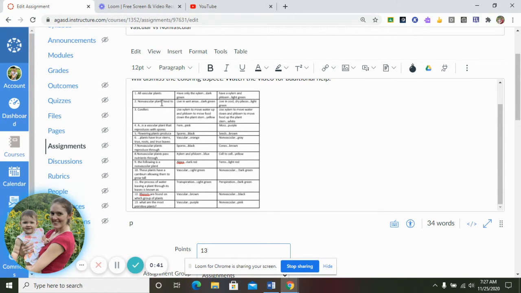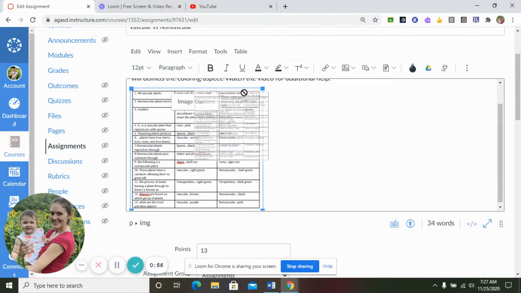Number one, all vascular plants have only xylem or have xylem and phloem. Well, vascular plants have both water-carrying and food-carrying cells. So that would be they have both the xylem and the phloem. So we're going with that first answer there.